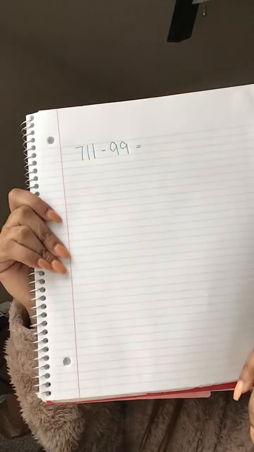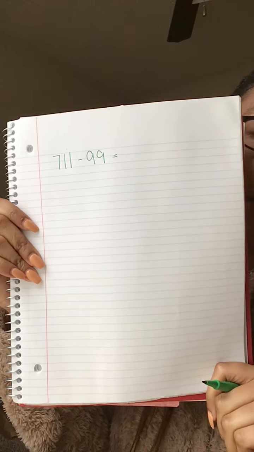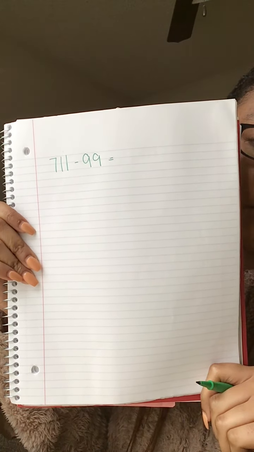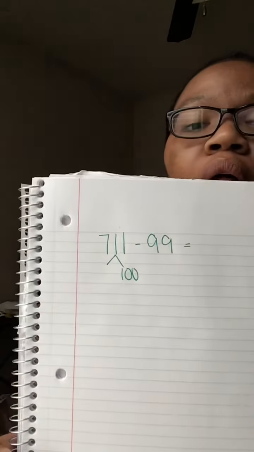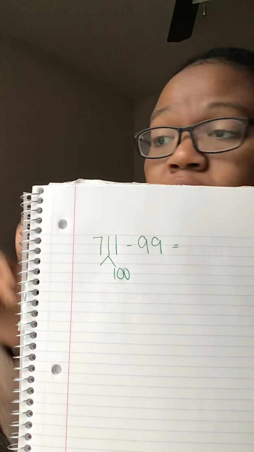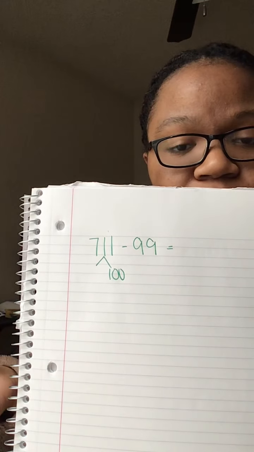So 711 minus 99. Okay? So, we're going to break apart that 711. Remember, we always have that what? We got to get that 100 aside. So, let's go ahead and write that 100 right there, because we all got to have that 100, because this is what this lesson's about. Taking apart 100 to subtract. We got that 100. All right?